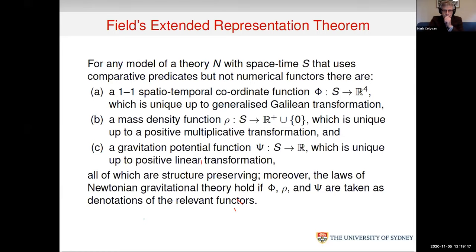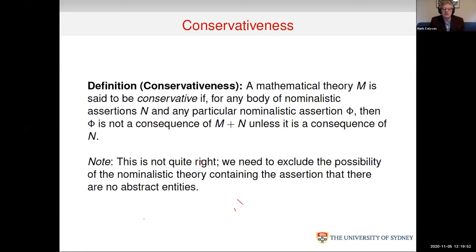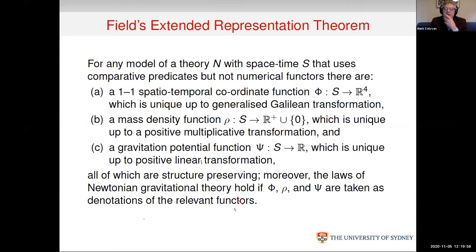Next is a question, and I'm not sure Hartree would put it exactly like this, but here's my take. So you've shown us how to do science without numbers, but why should we? What's to be gained by doing this? Well, again, back to Hartree's original motivations, the intrinsic explanations are a good reason to do it this way.